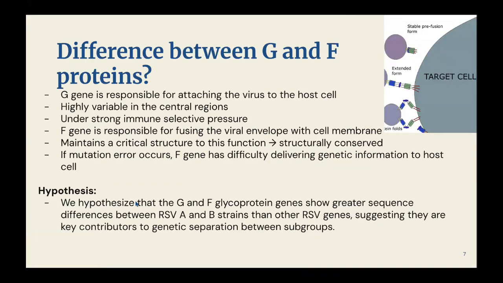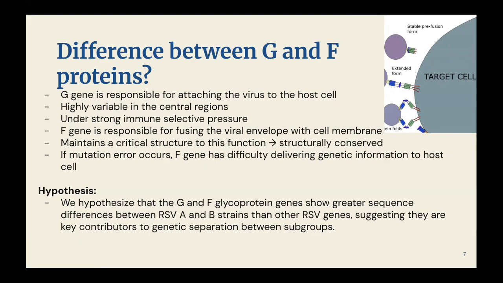So, differences between G and F proteins. The G gene is responsible for attaching the virus to the host cell. It is highly variable in central regions under strong immune selective pressure. The F gene is responsible for fusing the viral envelope with cell membranes. It maintains a critical structure for this function, or is structurally conserved. And if a mutation error occurs, the F gene has difficulty delivering genetic information to the host cell.